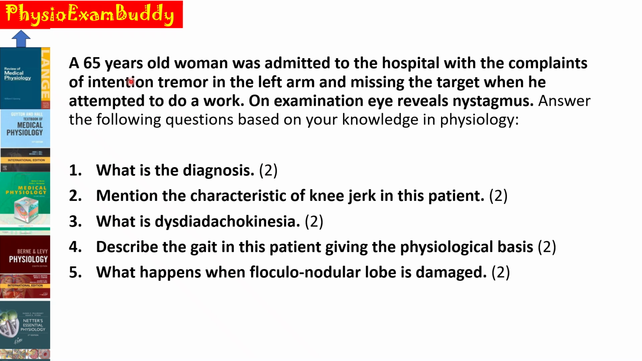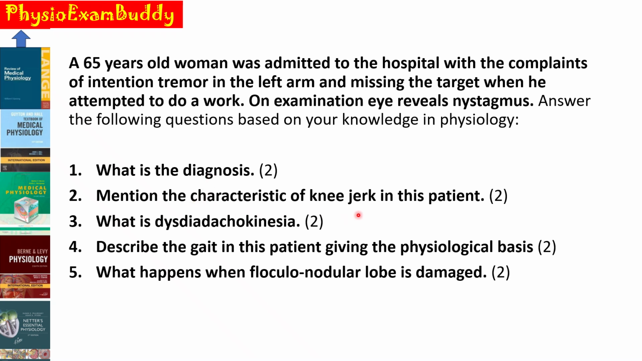Another clinical scenario question: a 65-year-old woman was admitted to the hospital with complaints of intention tremor in the left arm. You know that the sign intention tremor is usually seen in cerebellar lesions, with missing the target when attempting to do work. On examination, the eye reveals nystagmus, that is a jerky movement in the eye. Answer the questions based on your knowledge in physiology. What's your diagnosis? Diagnosis is cerebellar lesion.